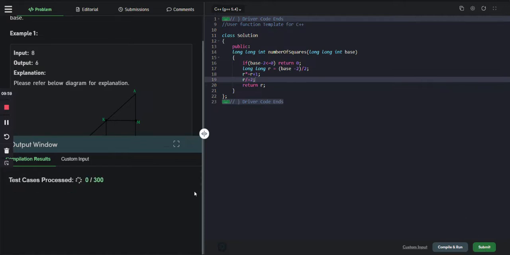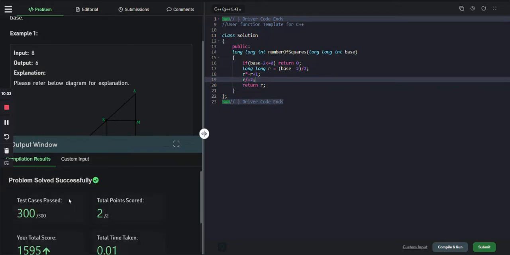So now let's submit the code, and we have solved the problem successfully.